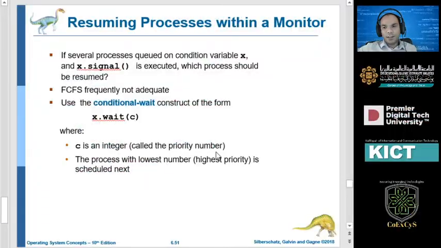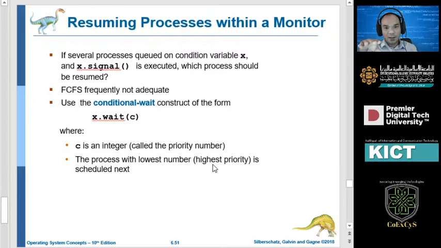Alright, so welcome back. So, resuming processes within a monitor, right? We know that processes within a monitor get queued when someone issues a wait. So when some process or function wants to run, it will issue a wait and it gets kept in a queue until it receives a signal from other processes that are running. You can imagine that at some point there will be several processes in the queue.